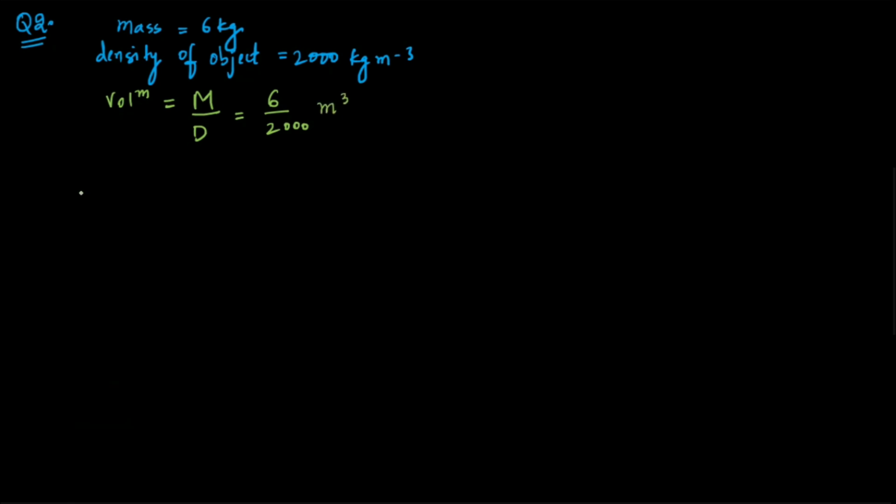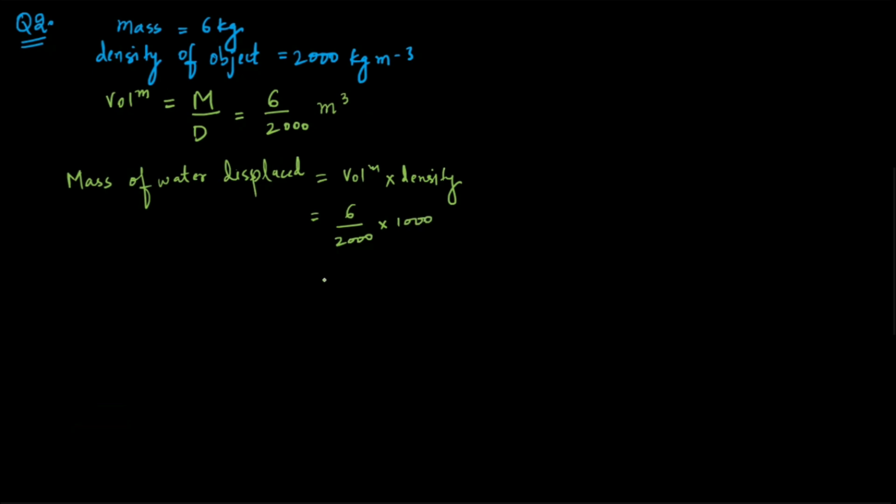Then you are supposed to find out the mass of water displaced. Once you get that, the apparent weight will be Fg minus Fb, which is equal to 60 minus the density 2000 times g times V. So I need to find the buoyancy.